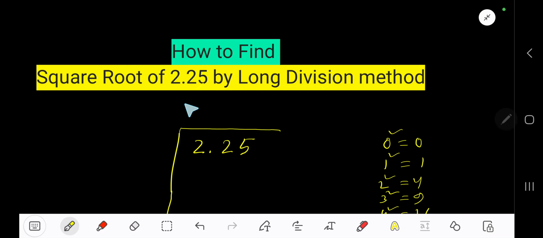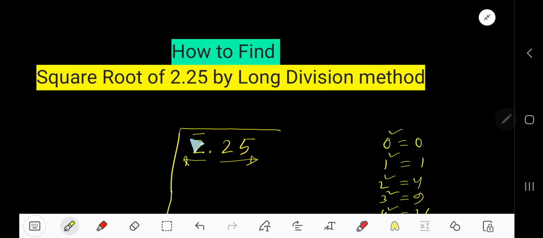How to find the square root of 2.25 by the long division method. At first you need to make pairs. For the whole number part, you need to make pairs from right to left, and for the decimal part of this number, you need to make pairs from left to right. So for the whole number part we have one pair.